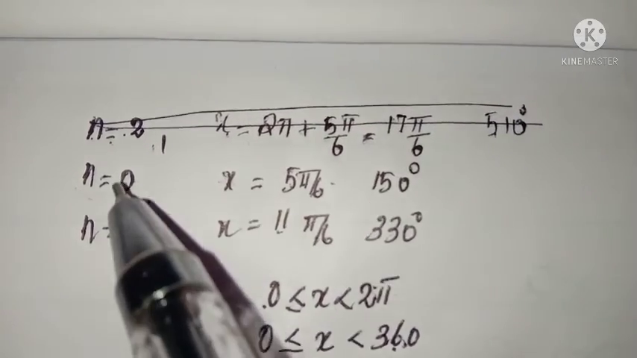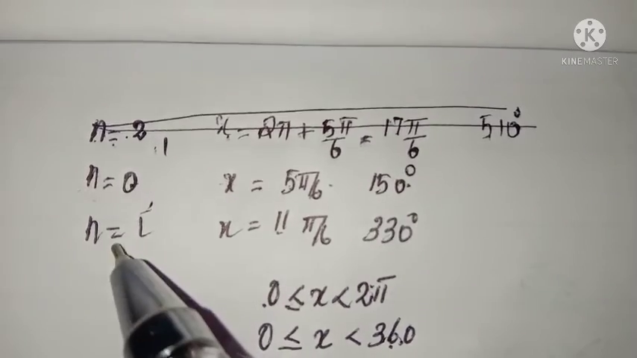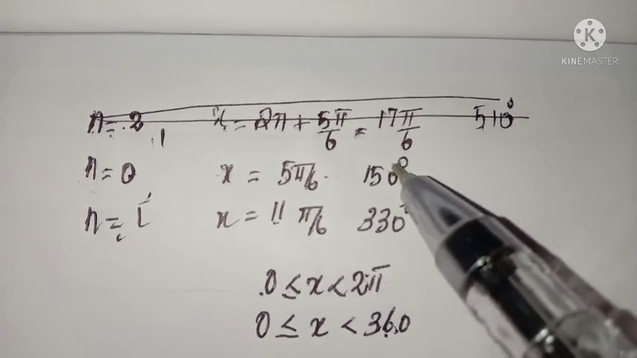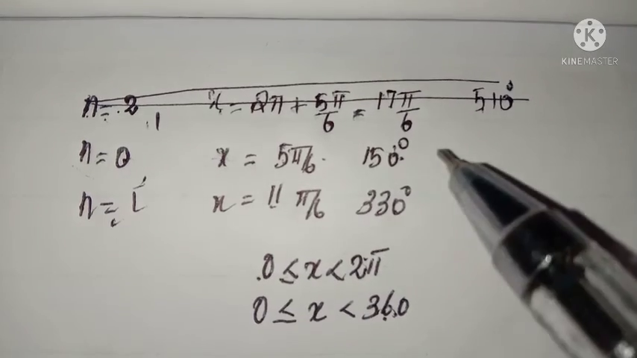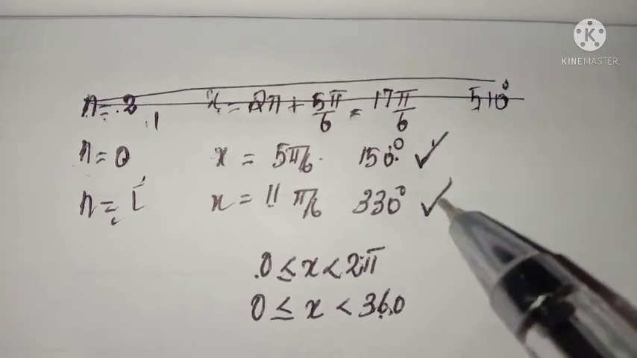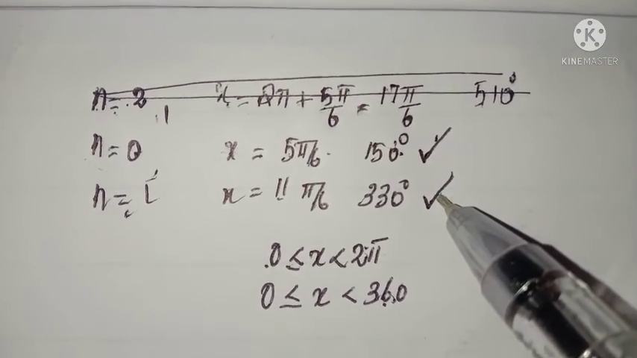Okay, n equal to 0, 150, n equal to 1, 330. Both the values lie in this interval. So we can select these two as principal solution.